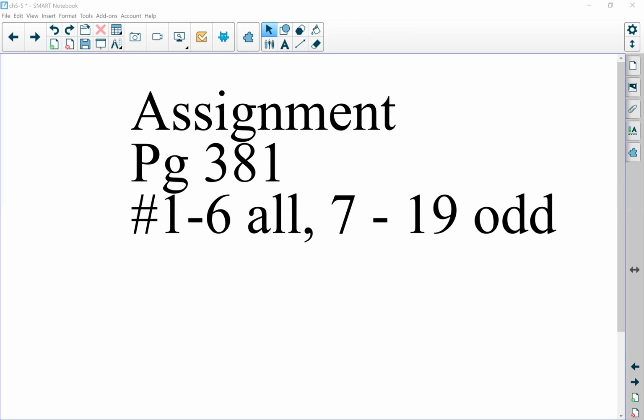So 41 to 50, I believe, are definite integrals, dealing with those values now, and 67 and 68 deal with symmetric functions. All right, you've got about an hour, not quite, to work.